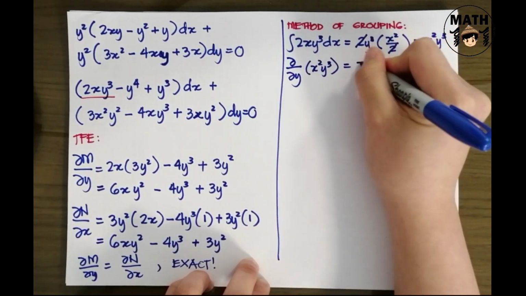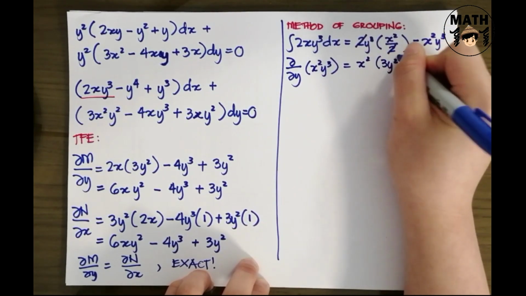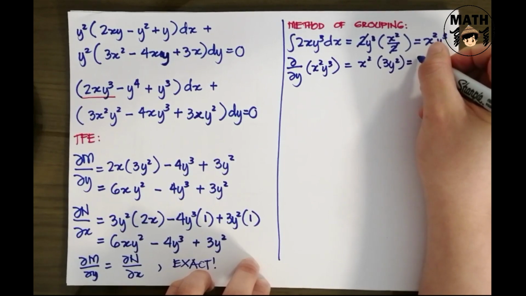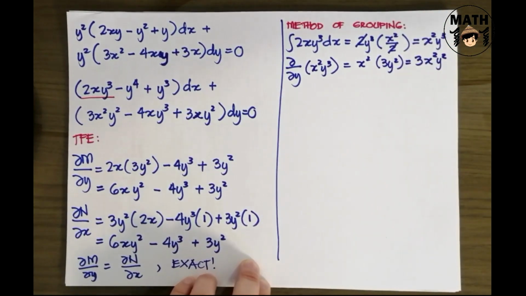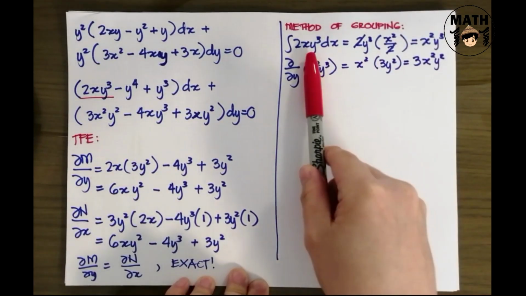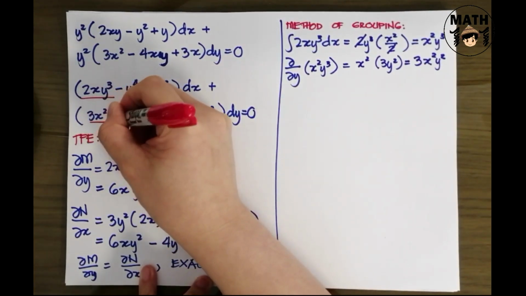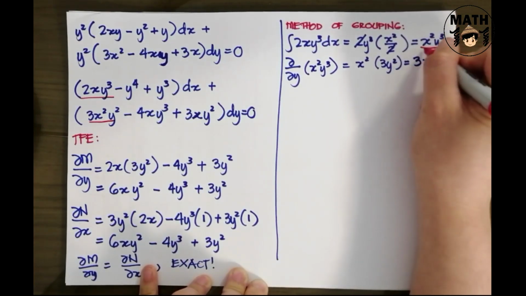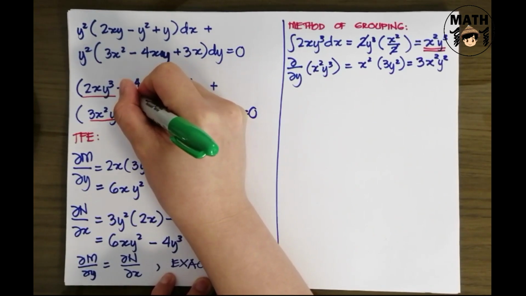X squared is taken as constant. Then, derivative ng y cubed is 3y squared. Kaya ang kapartner ni 2xy cubed dx kay dy ay ito. And this is the term na nasa general solution natin. Next, let us consider this term.